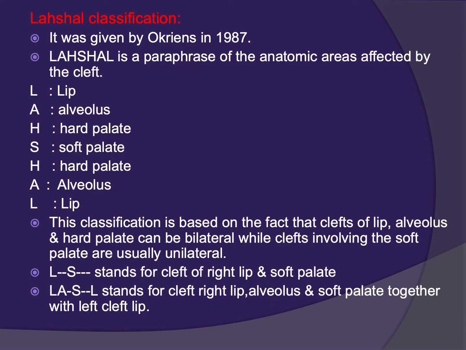The next one is the LAHSAL classification. This is a simple classification presented by O'Brien in 1987. LAHSAL is a paraphrase of the anatomical areas affected by the cleft. L is for lip, A is for alveolus, H for hard palate, and S for soft palate, and then it repeats for HAL. This classification is based on the fact that clefts of the lip, alveolus, and hard palate can be bilateral, while clefts involving the soft palate are usually unilateral.